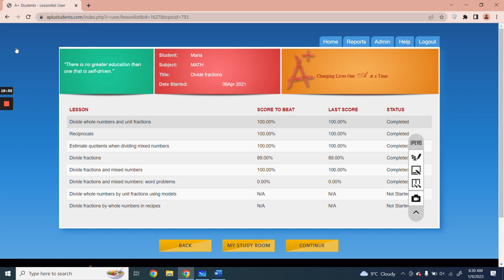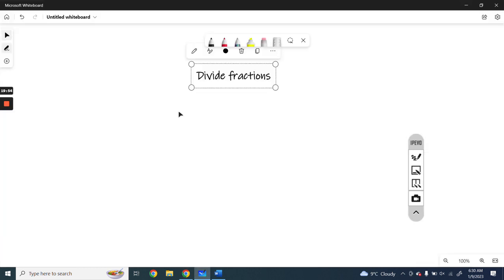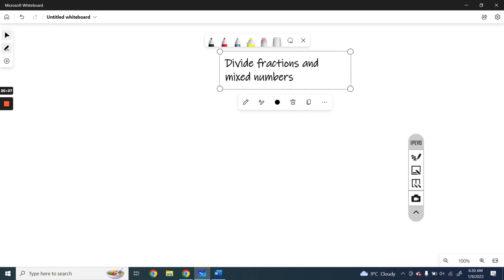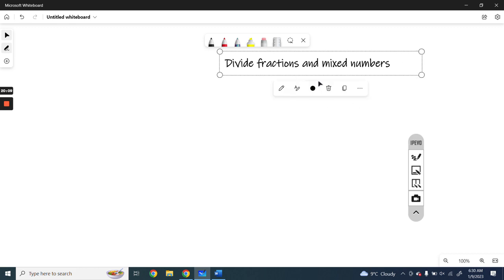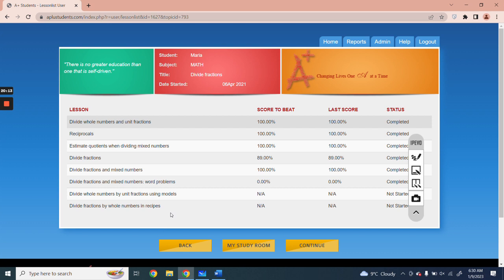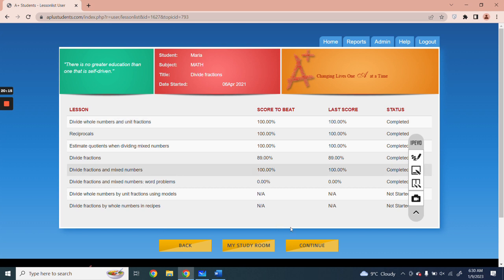The next lesson is divide fractions and mixed numbers. Let me just write down the lesson name. Divide fractions and mixed numbers. Okay, here is the lesson, divide fractions and mixed numbers. So let's just start with the lesson.